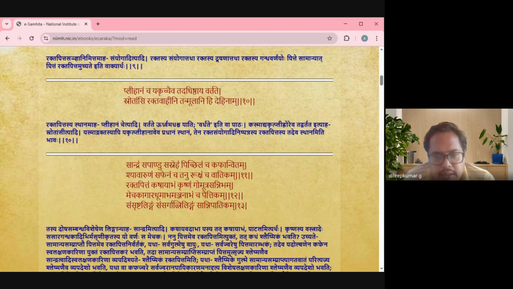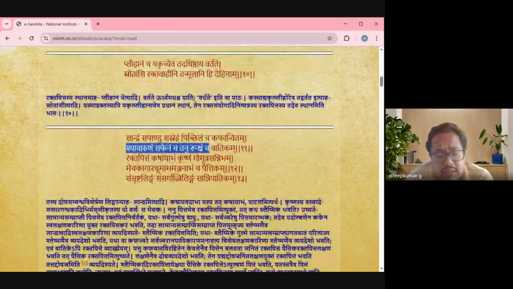So Rakta Pitta, we were discussing about Rakta Pitta. These are all the types of Rakta Pitta. Kapha with Rakta Pitta is Sandra, Pandu, Sasneham, Pichilam. Vata with Rakta Pitta is Shava, Arunam, Safenam, Tanu, Ruksham. So whenever bleeding occurs, its types can be assessed. Kapha Pradhana will be like this. Vata Pradhana will be Shava, Aruna, Safenam.